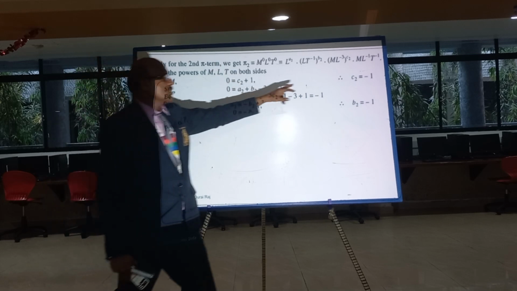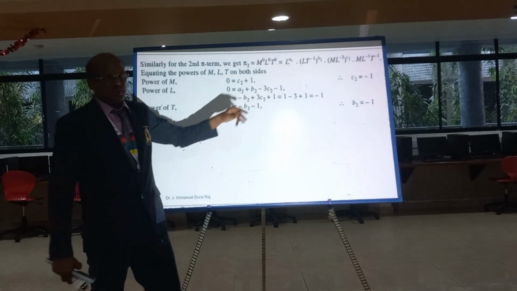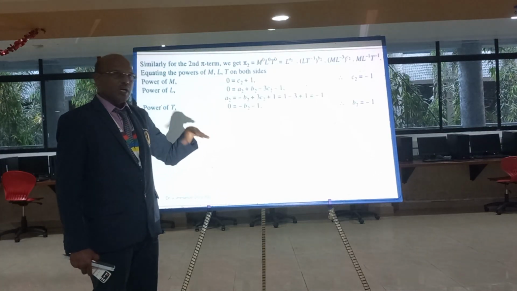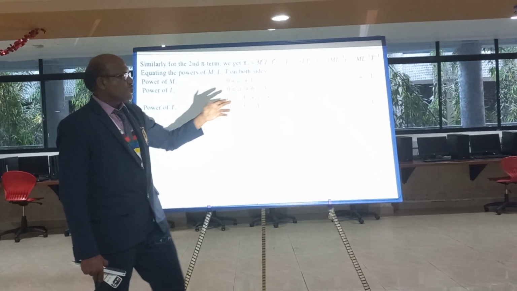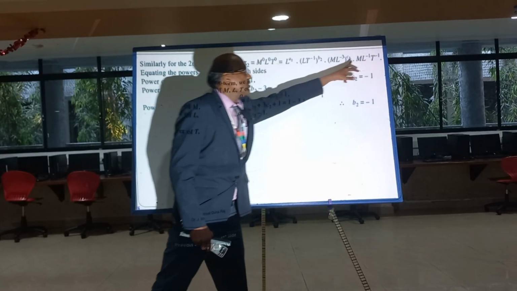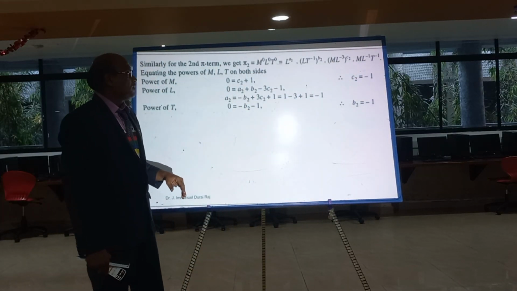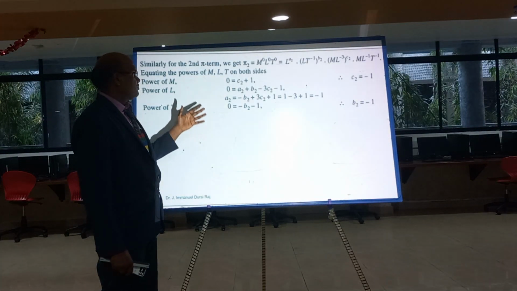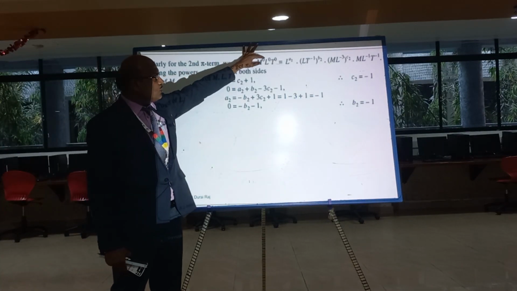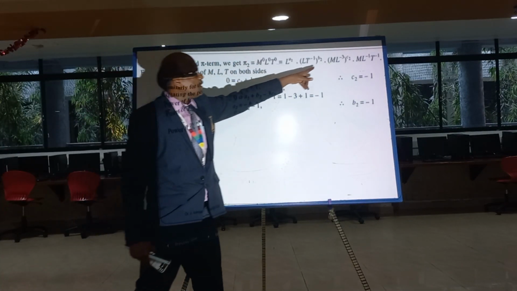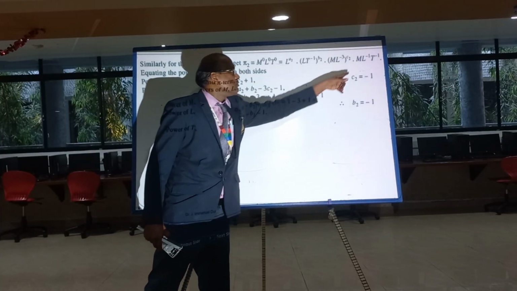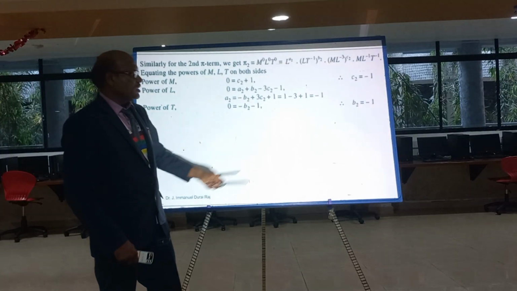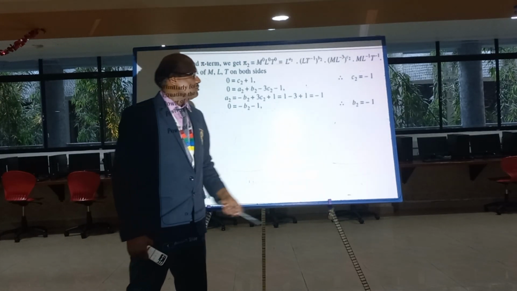So for viscosity, the dimensions are M, L power minus 1, T power minus 1. That is kg per meter second, or kg per meter square, or Newton meter per second square. Remember it like kg per meter second. Similarly, you equate the powers of M, L, T on both sides. Here M is 0, and on the other side M is only C2 plus 1. From here I can find out that C2 is minus 1.